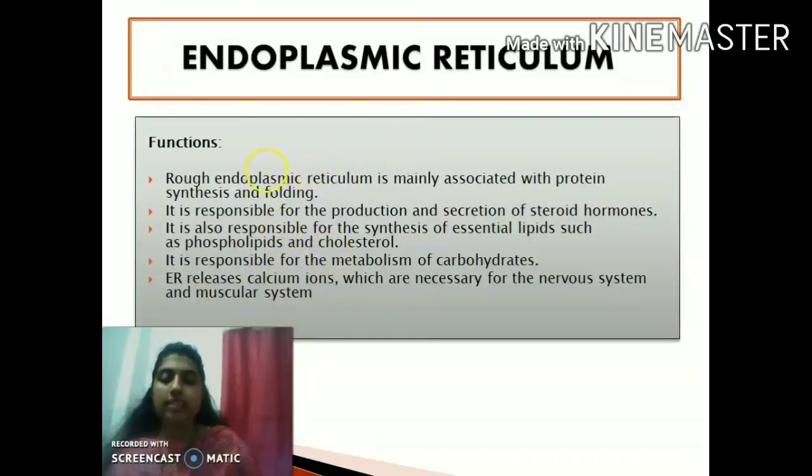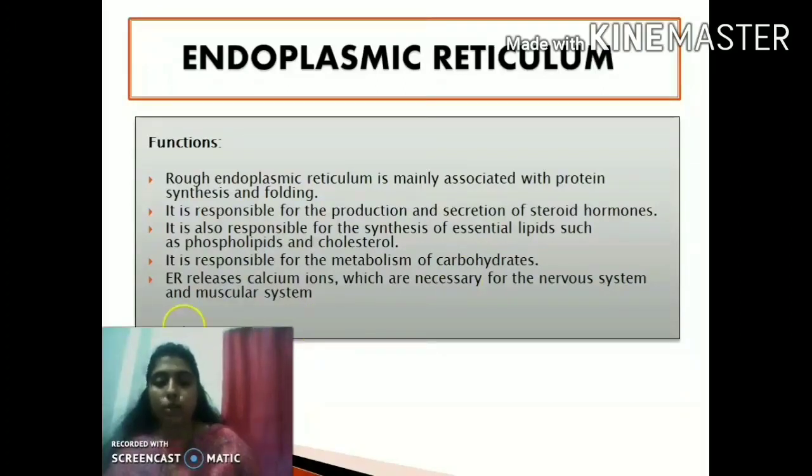Clear? Next, the endoplasmic reticulum is also responsible for the metabolism of carbohydrates. Clear? That is, the proper metabolism of the important biomolecules, that is carbohydrates, is also done within the endoplasmic reticulum. The last point here is that the endoplasmic reticulum releases a very essential type of ions termed calcium ions, which is very important for the different types of metabolic activities present within our body.